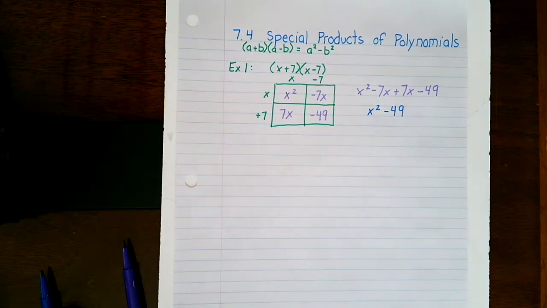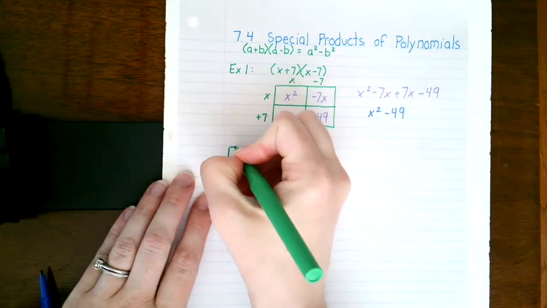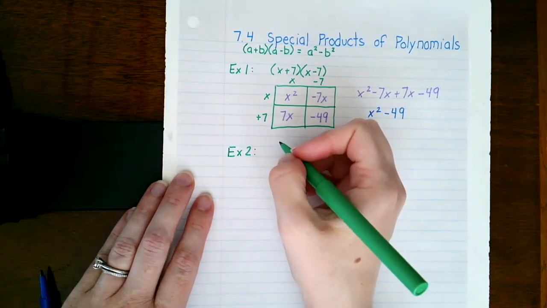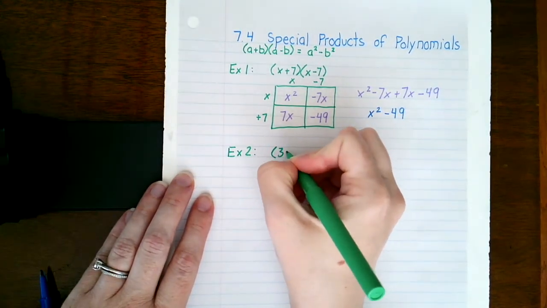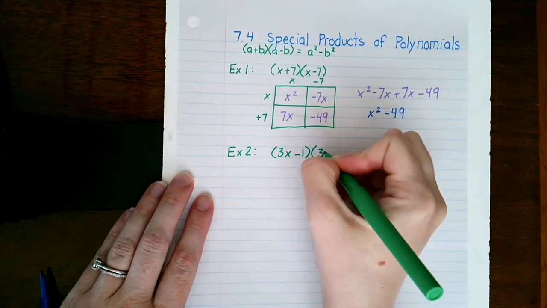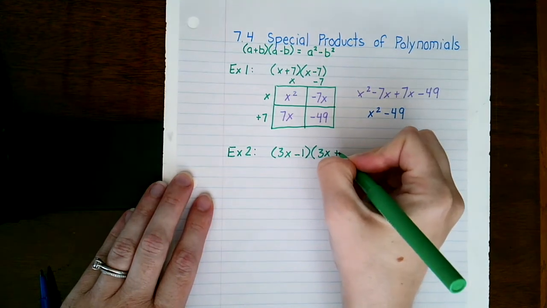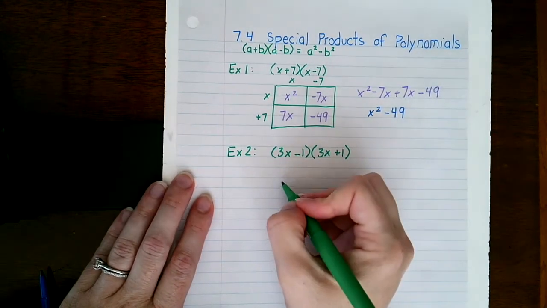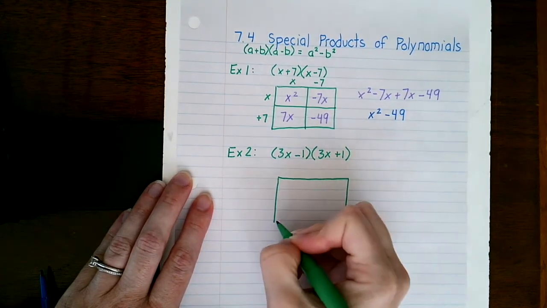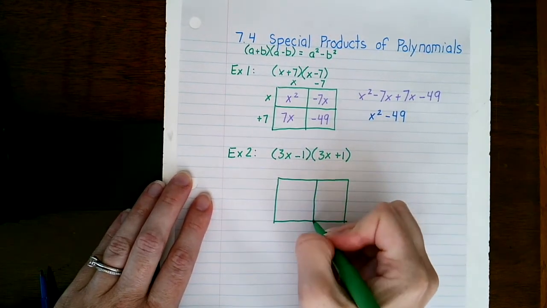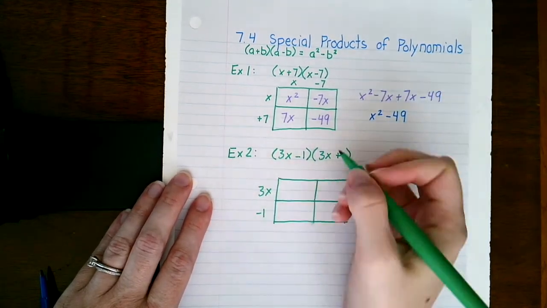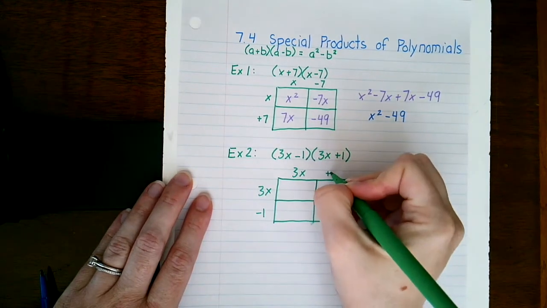Let's look at another example together. Example 2. Now let's look at what if it is 3x minus 1 times 3x plus 1. Let's set up our area model to help us figure this out and prove that it fits our pattern here. So we have 3x minus 1 and 3x plus 1.